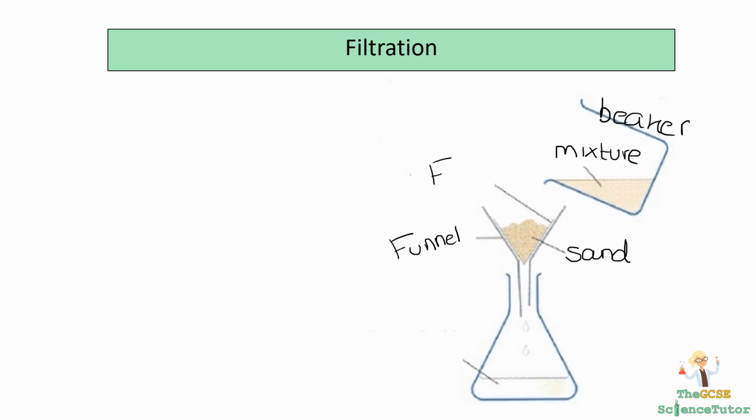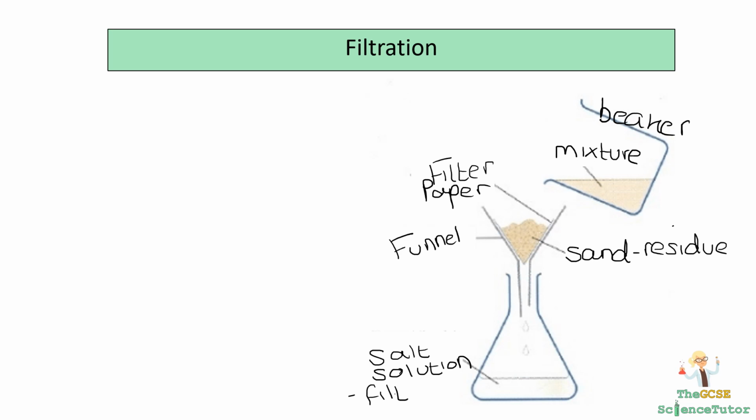paper. The substance that does not pass through the filter paper because it is too large is given the name residue. And the salt solution which passed through, we call that the filtrate. And we tend to collect it inside a conical flask where the neck of the flask is small enough in order for the funnel to sit in suitably up here.